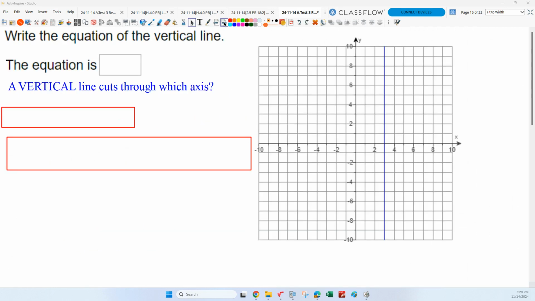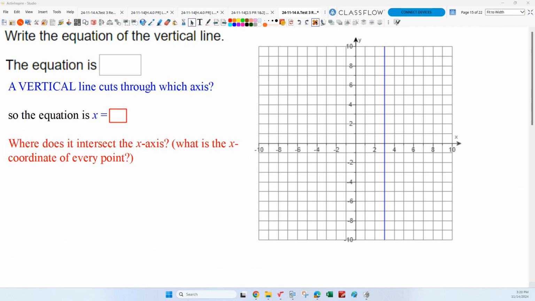Okay, a little more practice here. This time I want the equation of the vertical line. Which axis does it cut? So it's an x equals equation. Everybody show me with your fingers. X equals what? What's x equal there in that equation of that vertical line? 3. Yeah. X equals 3. You got it. Okay, all the x coordinates are 3, aren't they? Okay.